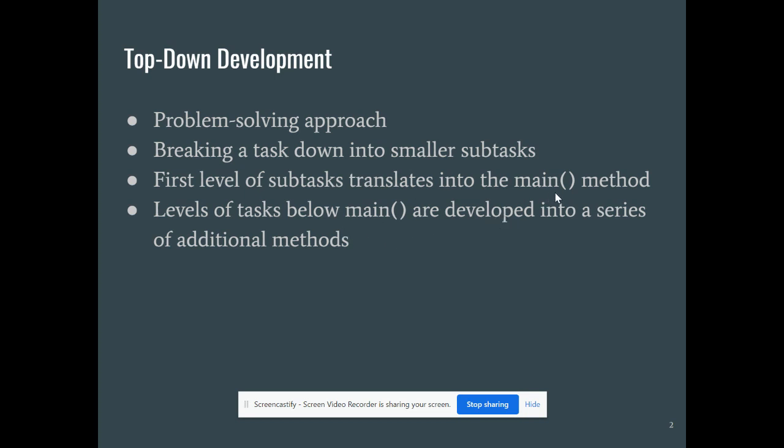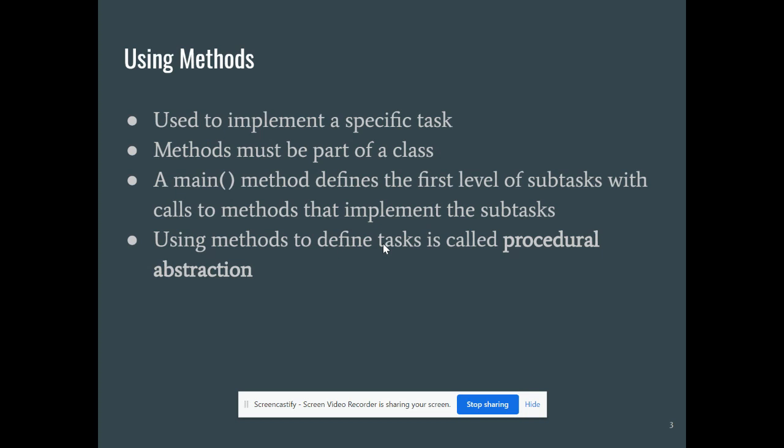So in this case, your main method is just going to list off the main steps you're going to take in solving the problem, and call upon methods to do specific jobs for you. So the first level of subtasks is written in your main method, and then below that you'll have additional methods. Methods are used to implement or solve a specific task or job for you. Methods have to be inside your class, so inside the public class, whatever you call your class, the curly brackets set there.